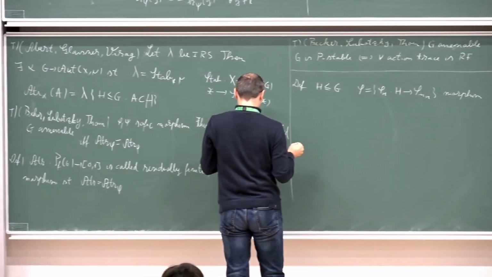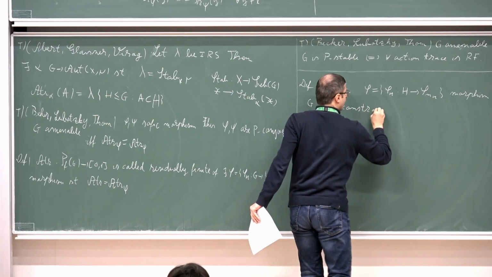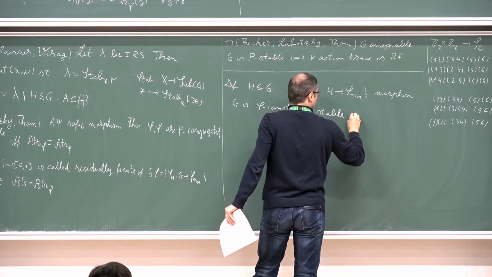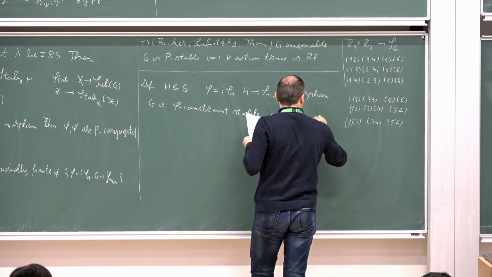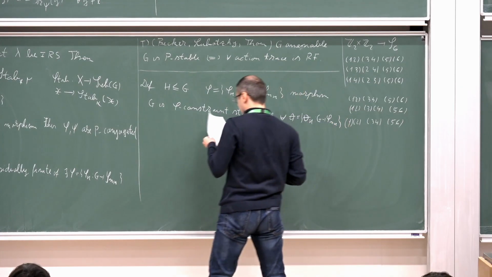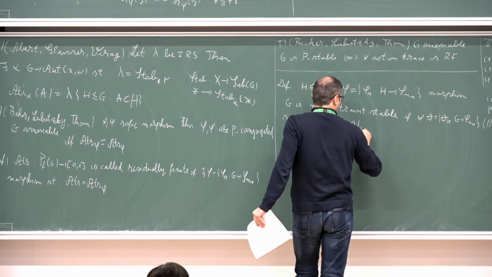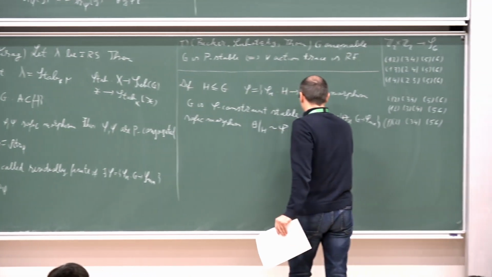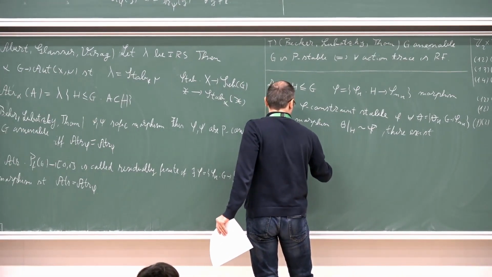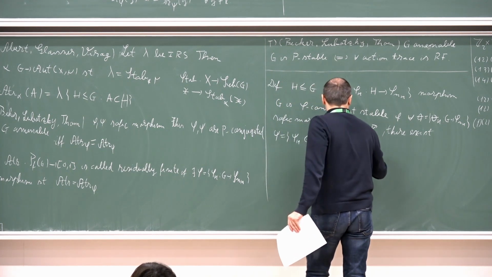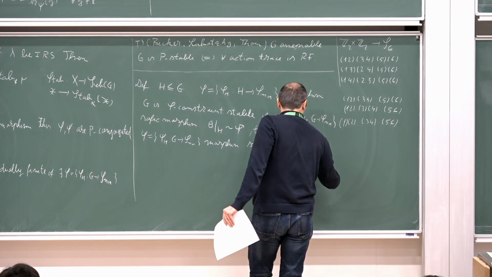And I will say that G is phi constraint stable if any morphism theta, so this is a Sophic morphism, that restricted to H is equivalent to phi, there exists psi a morphism such that psi is equivalent to theta, and now psi restricted to H is equal to phi.